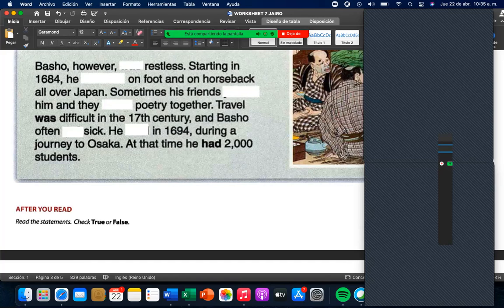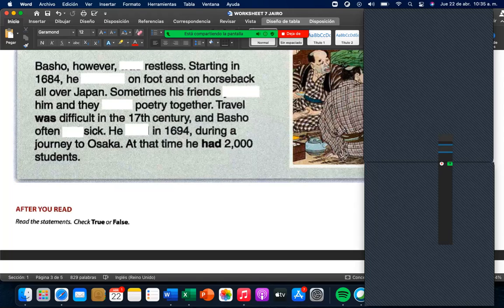Okay, very good, Juan Camilo. That was very, very good. And I like the verbs that you used, and I agree with those verbs that you had. So Juan Camilo said, Basho, however, was restless. What is to be restless, guys? Anybody? What is to be restless? Inquieto. Incansable, ¿cierto? Una persona que trabaja muchísimo, no se cansa, right?